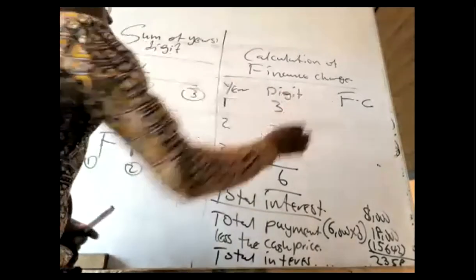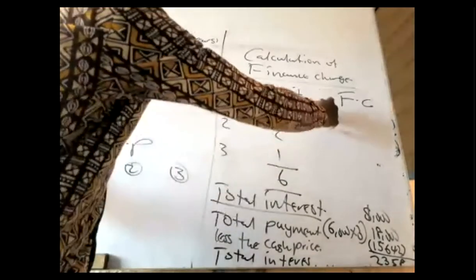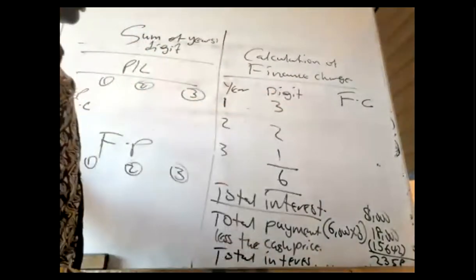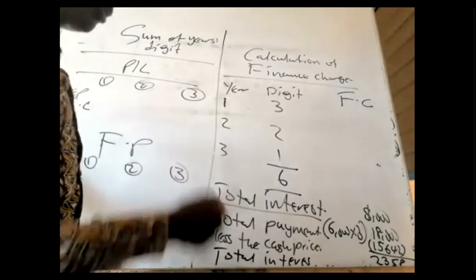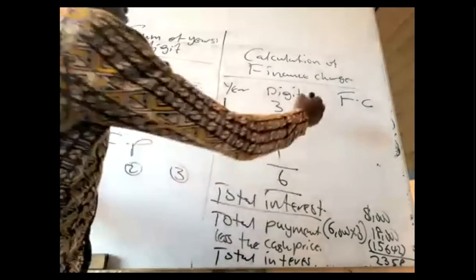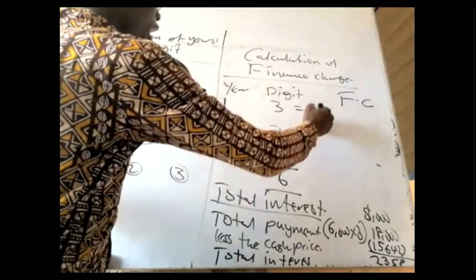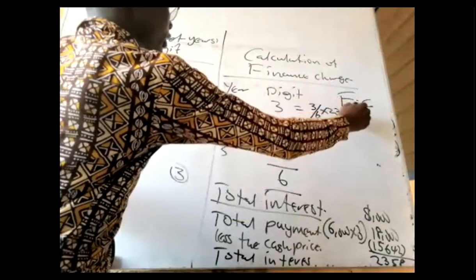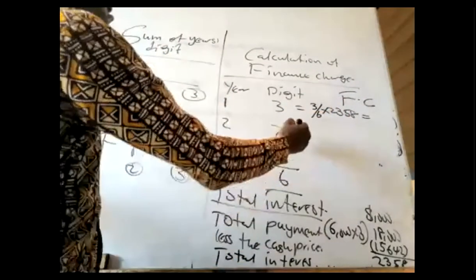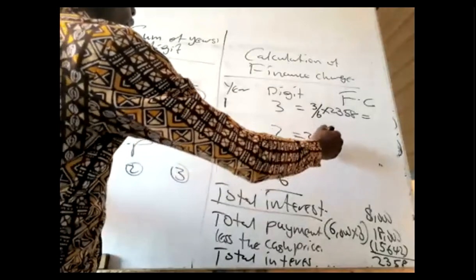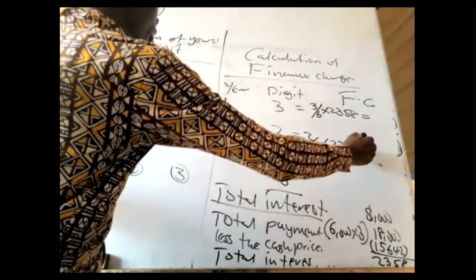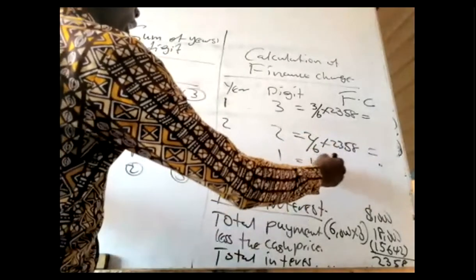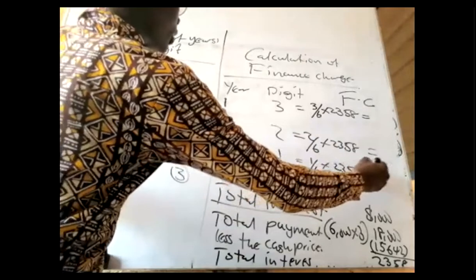So come and then apportion it here. For year one, the finance cost will be the digits left times the total interest all over the entire digits. So it will be 3 out of 6 times this figure, 2,358. That will be the finance charge. Over here will be 2 out of 6 times 2,358. That will be the finance charge. Over here, 1 out of 6 times 2,358. That will be the finance charge.